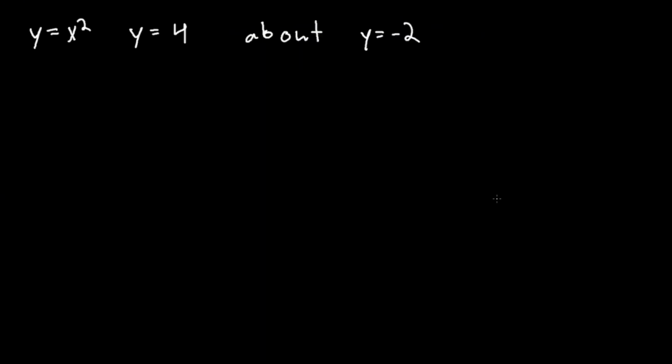So let's go ahead and solve the volume of this washer rotated about the axis y equals -2. So if I were to draw this out just to help you guys a little bit, we have the parabola x squared.